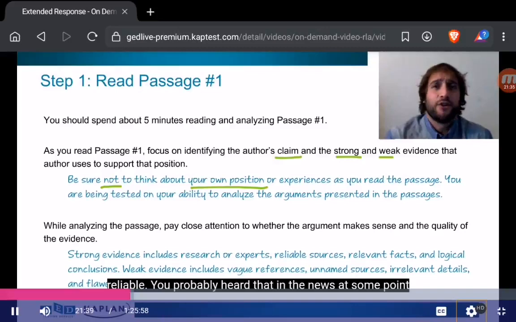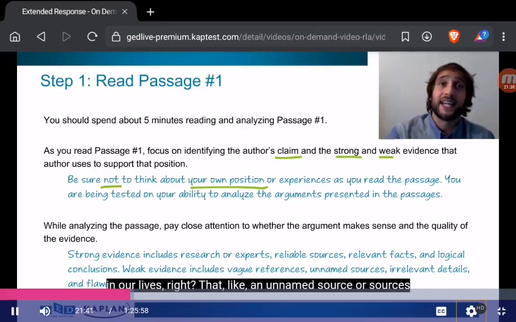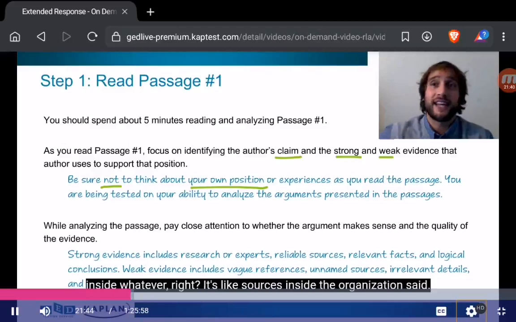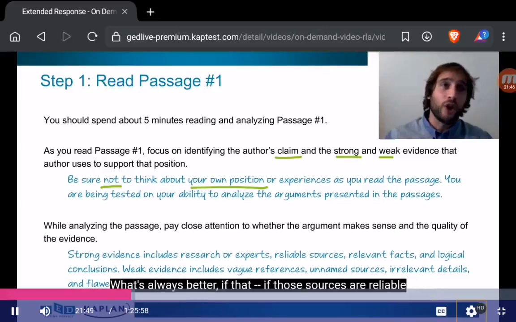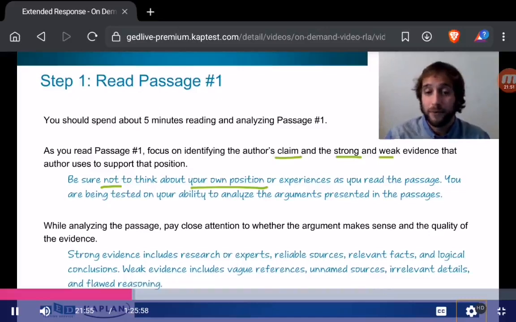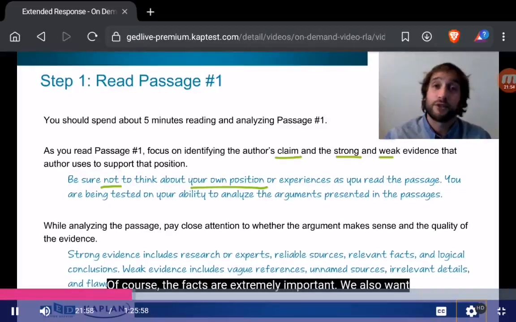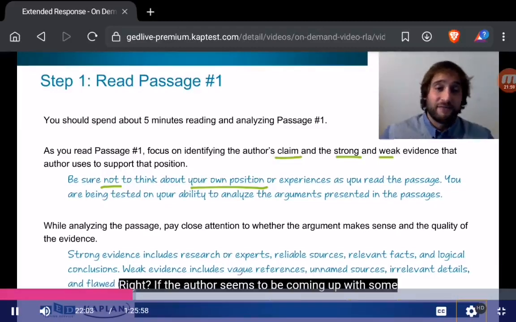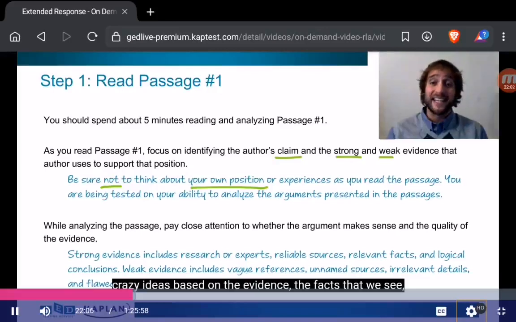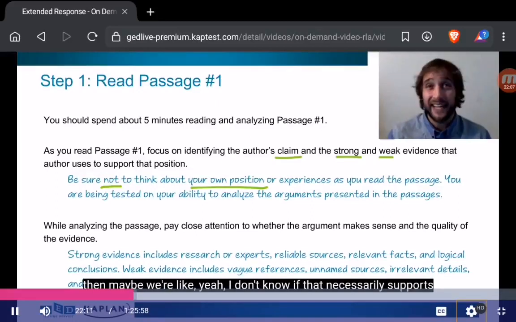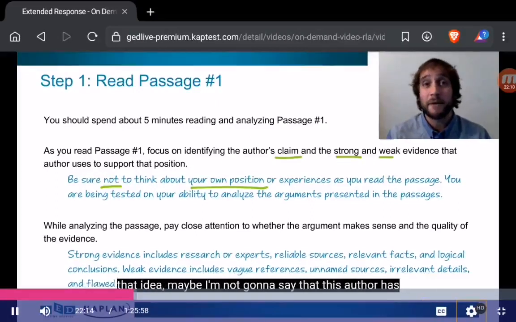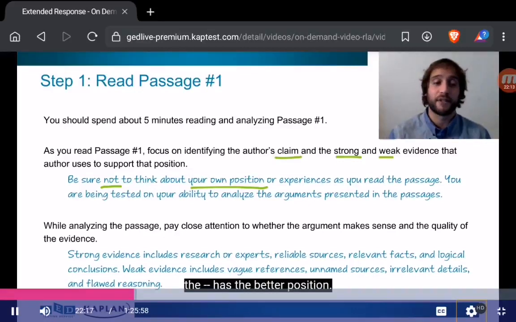We've probably heard that in the news at some point in our lives, right? Like an unnamed source or sources inside whatever, right? Sources inside the organization say. Well, it's always better if those sources are reliable and named. We can trust it a little bit more, okay? Of course, the facts are extremely important. We also want to make sure that the author is reaching logical conclusions. Right? If the author seems to be coming up with some crazy ideas based on the evidence, the facts that we see, then maybe we're like, yeah, I don't know if that necessarily supports that idea. Maybe I'm not going to say that this author has the better position.